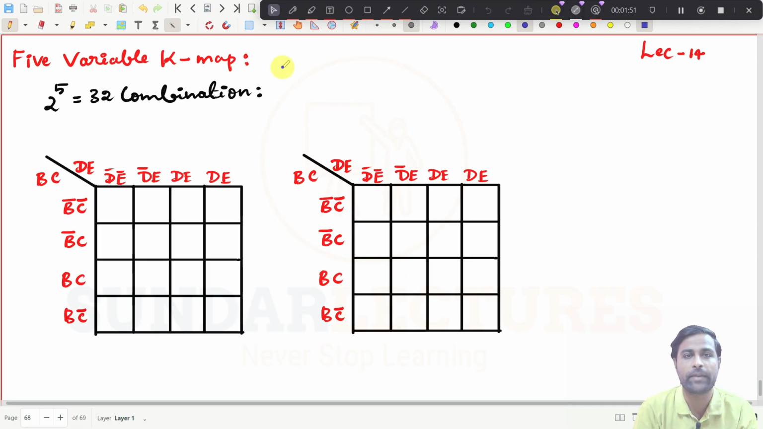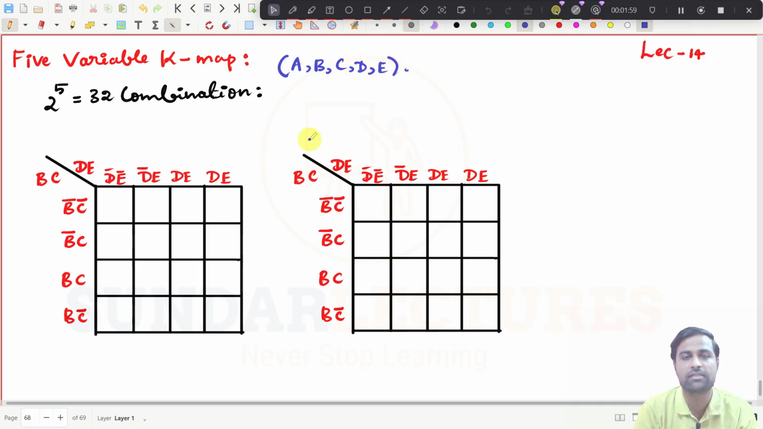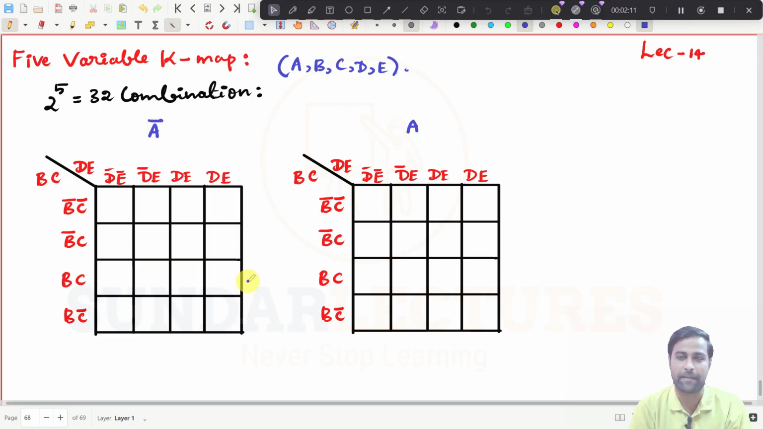Try to understand. How many variables will be here now? It will be A, B, C, D, E, so 5 variables. This is the 4 variable k-map; this one I will take as A bar, and this k-map I will take as A. Now I will try to write the min terms.